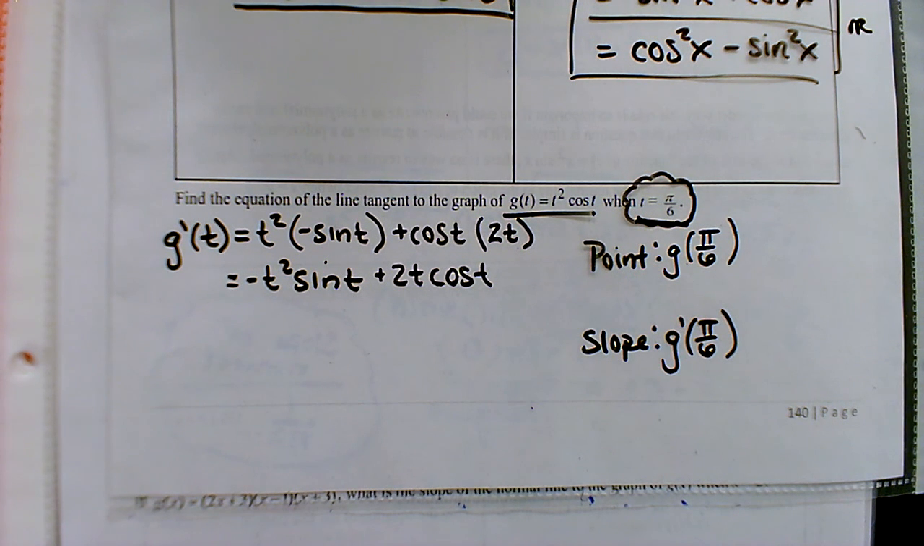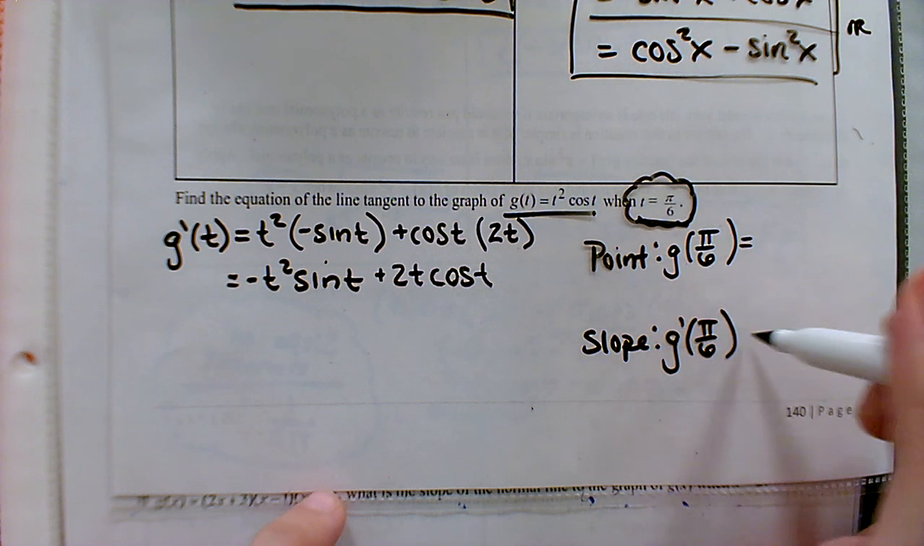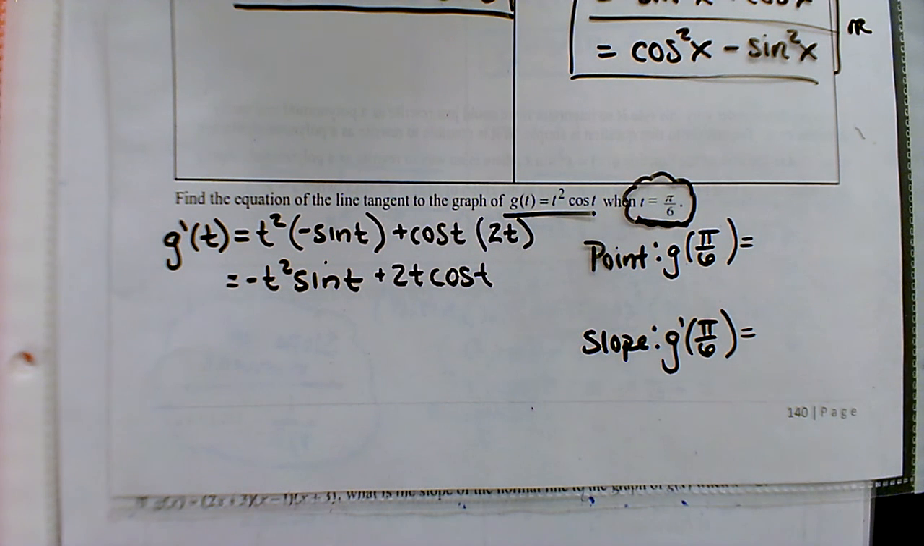Okay. We'll stop there for today. We'll go ahead and plug in pi over 6 tomorrow into the original and the derivative to get our point and slope, and then we'll go ahead and write our equation, okay? To be continued.